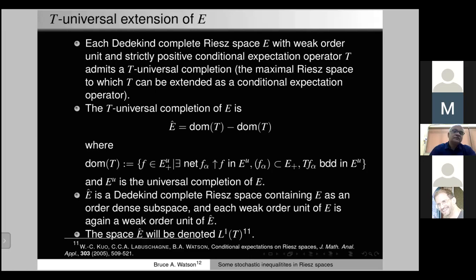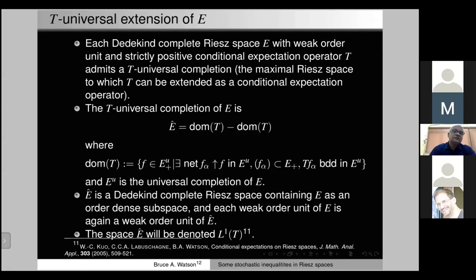We build the positive cone of it, that's called DOM T, and we look at the elements in the positive cone of the universal completion of E which have increasing nets in the original space, but which have supremum F. I recall that F is in the universal completion. It need not be in the original space. And we also require that the conditional expectation operator T applied to the F alphas are order bounded in the universal completion.